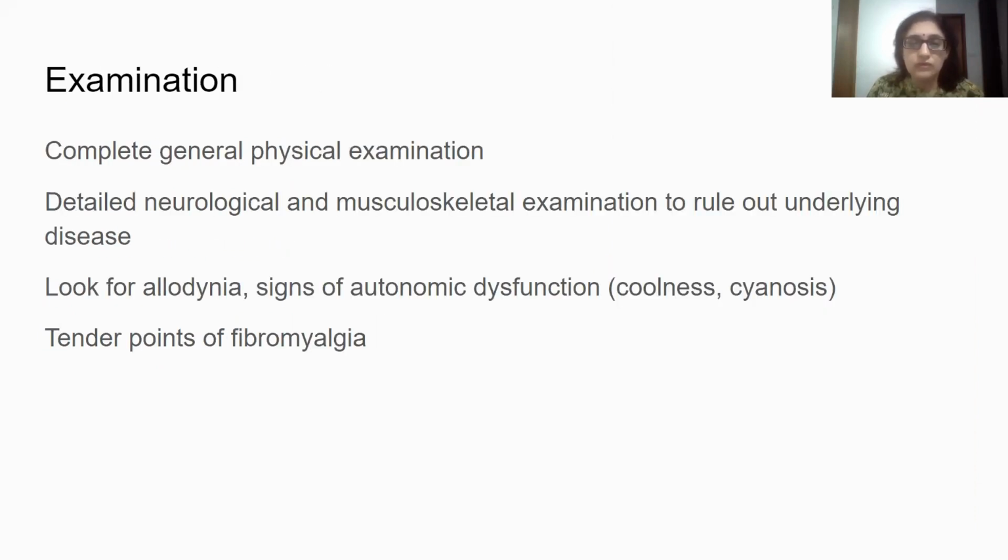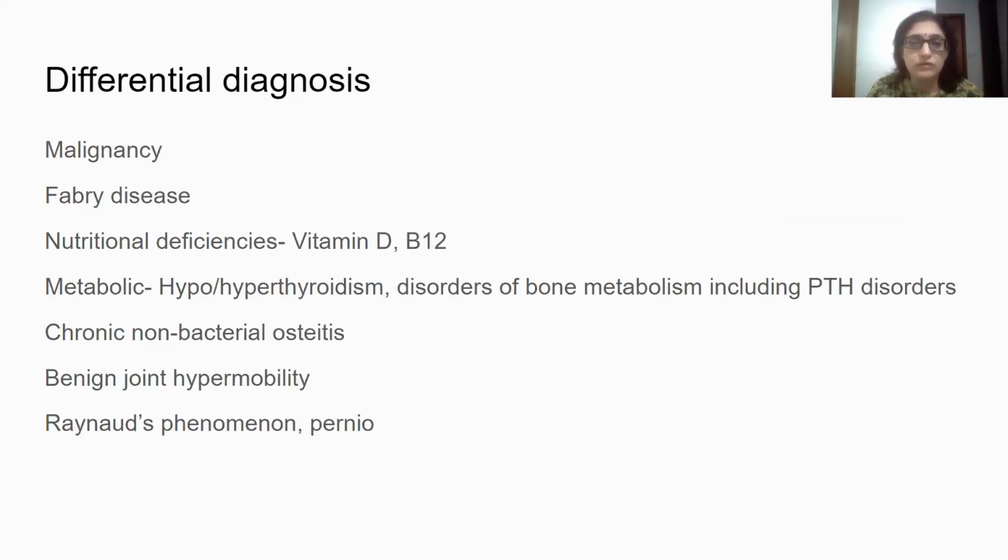On examination, we usually find that everything is normal, but it's very important to do a thorough general physical examination, and a detailed neurological and musculoskeletal examination to rule out inflammatory causes. We need to look for signs of allodynia, hyperalgesia, and autonomic dysfunction in the localized syndromes, and palpate the tender points of fibromyalgia in the diffuse pain amplification syndrome. Usually it is clear-cut based on history and physical examination, but definitely we need to rule out malignancy.